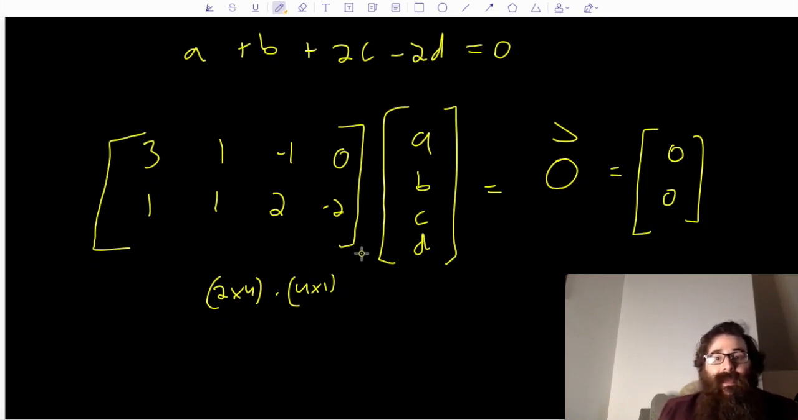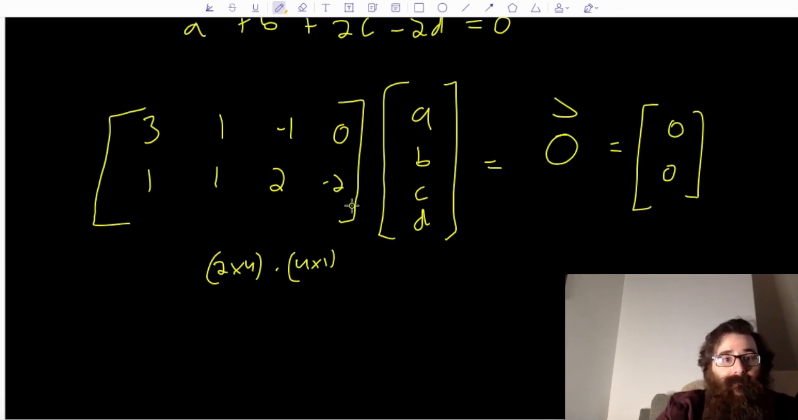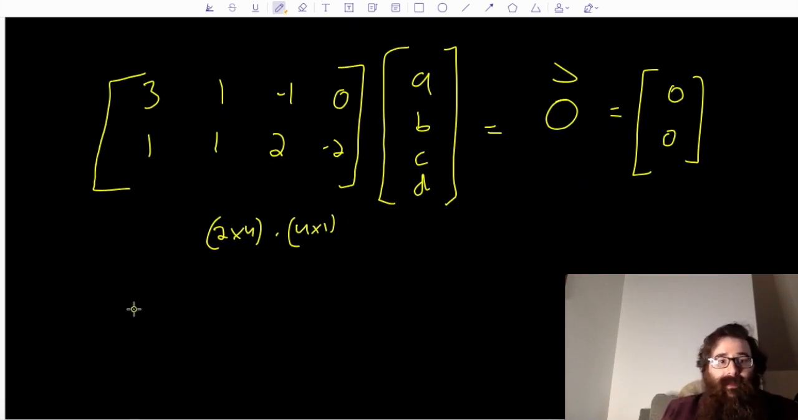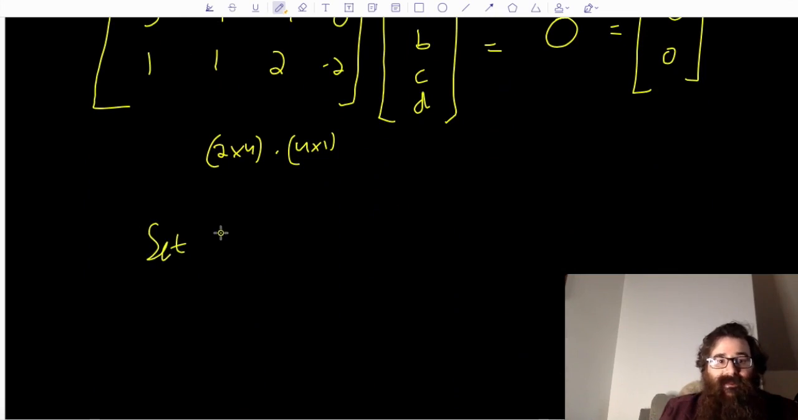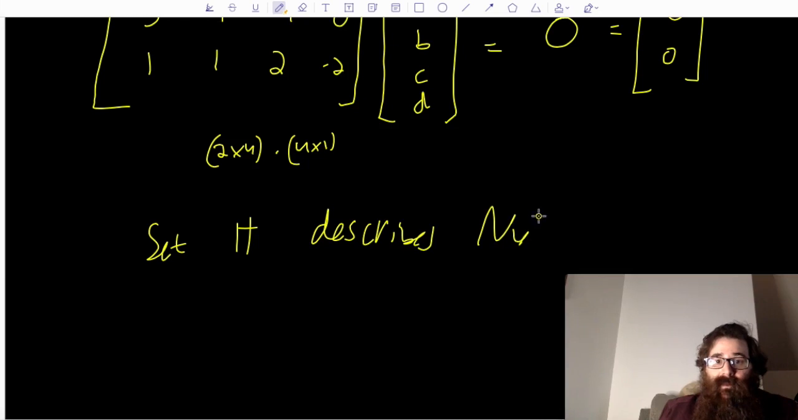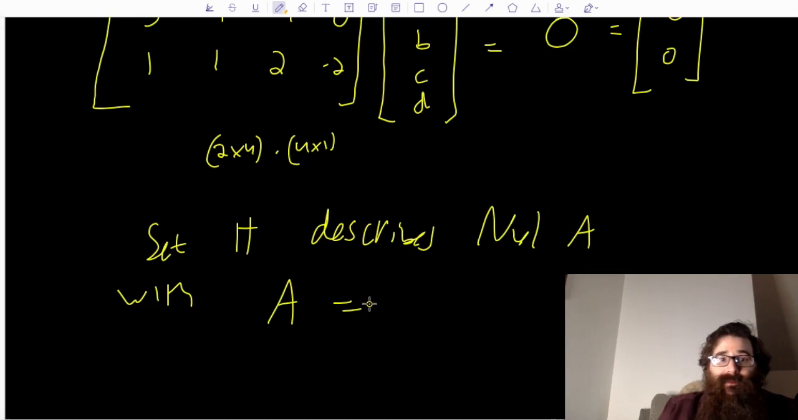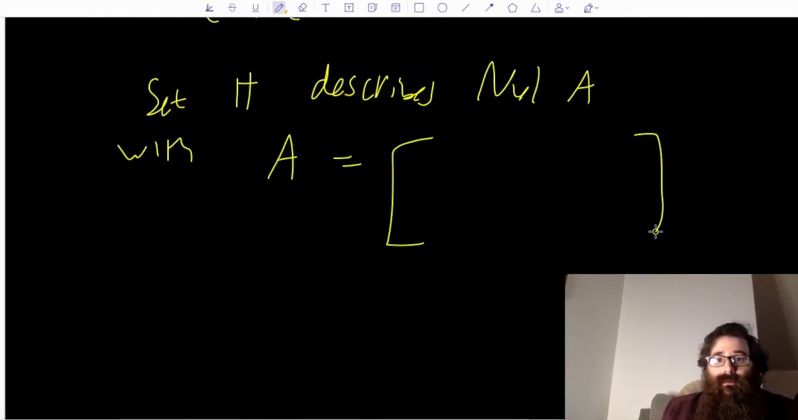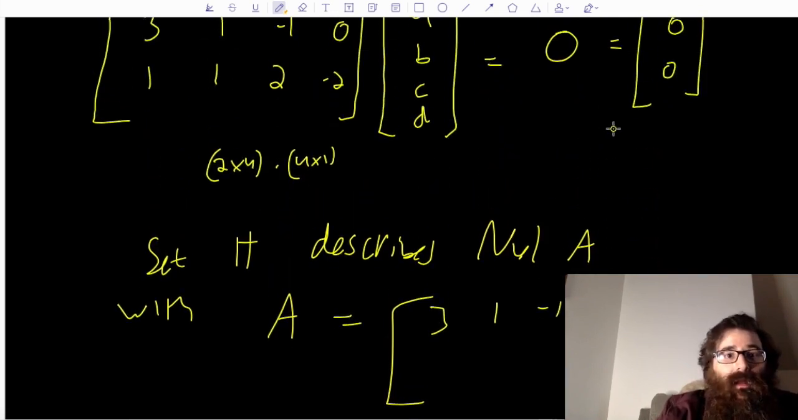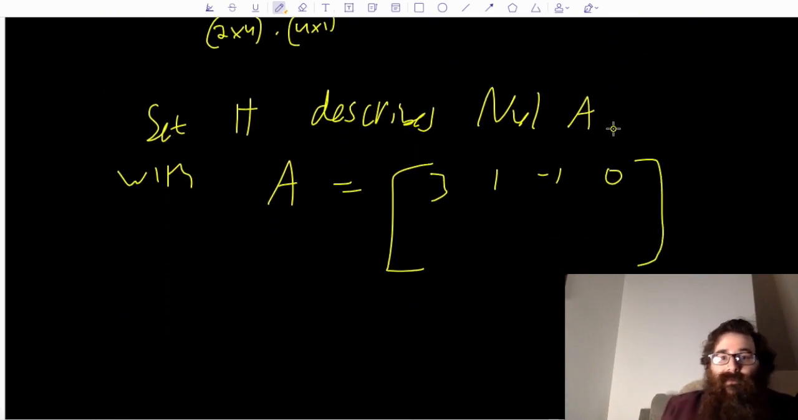Okay, so then what can I say? Well, I can make a very quick argument. And the quick argument I can make is I can say that set H, and this set was called H, describes the null space of A with A equal to this matrix. I can just write the matrix. What was that? 3, 1, negative 1, 0, 1, 1, 2, negative 2.